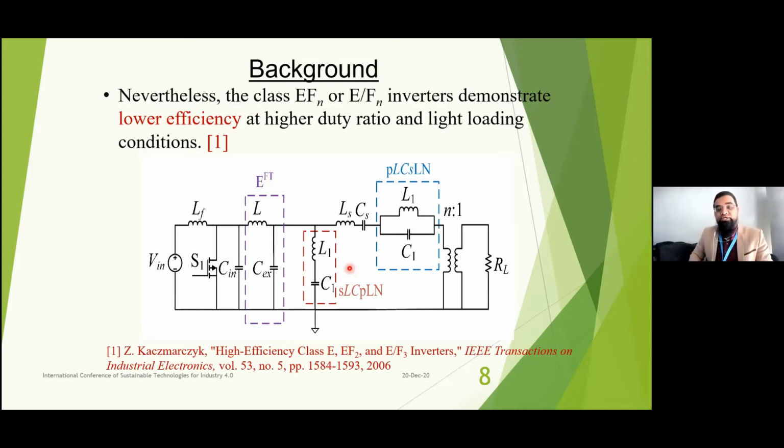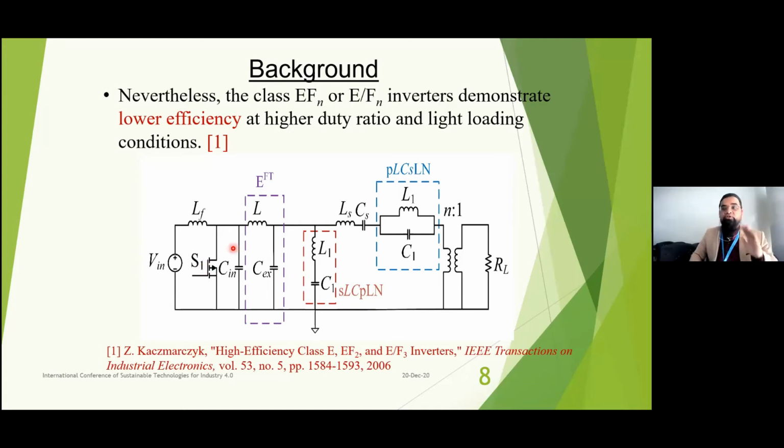So this is the class EFn inverter. But yet again, the class EFn inverter is 20 years old now. So this inverter has other types of problems, like lower efficiency at higher duty ratio. The switch here has some duty ratio operation. If in any case you want to increase the duty ratio, that also lowers the efficiency because the switch is on for a longer time. If the switch is on for a longer amount of time, the conduction loss is higher, and this also increases the switching losses.